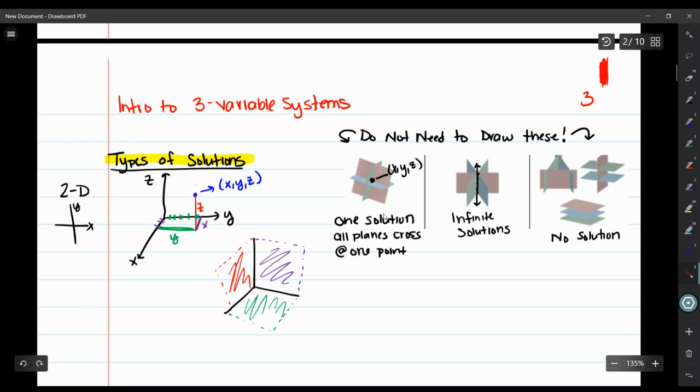So this one here is the simplest version of no solution because none of those planes are crossing. So none of those have any point in common. This is a little more complicated.